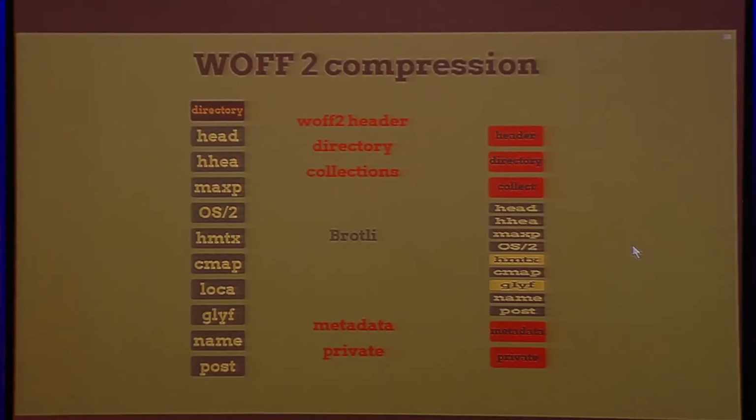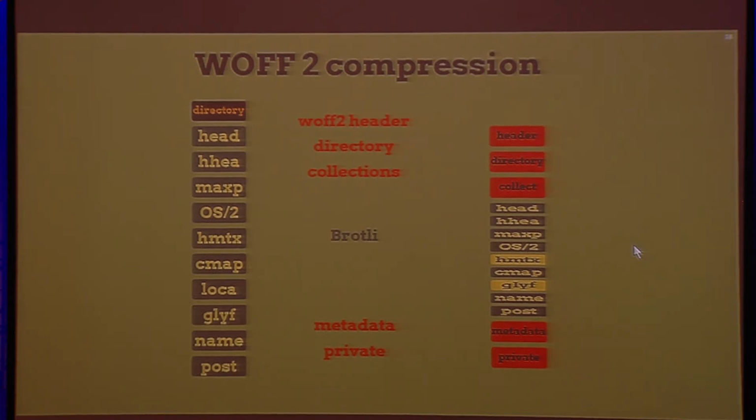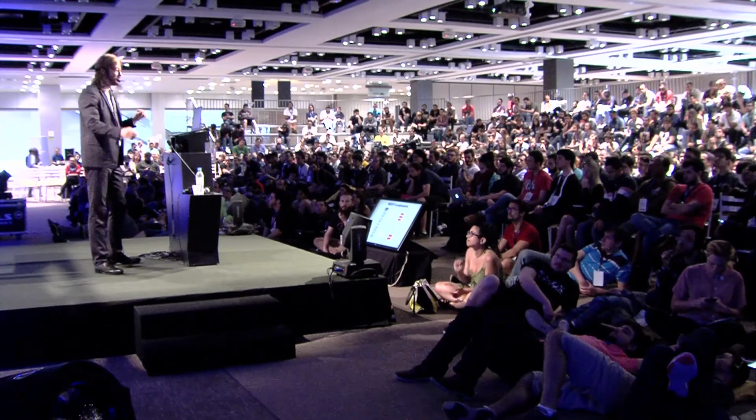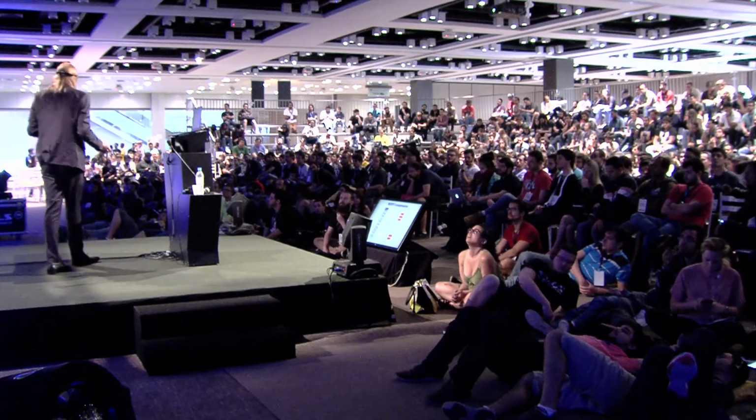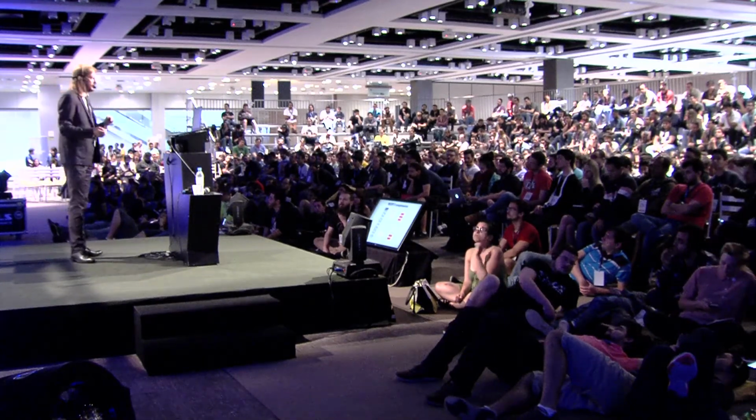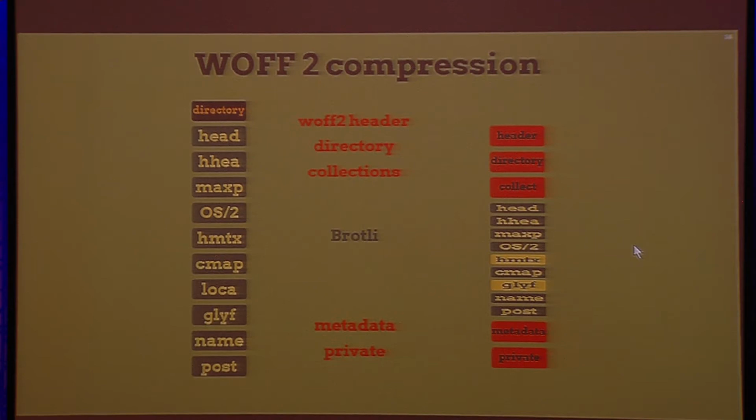So there we go, there's WOF2, there's a header, the directory again. Collections, that's a different thing. Has anyone heard of TrueType collections? It's a way of having multiple fonts all in one. For example, say you have a Japanese font again, and you've got a bold, an italic, and a bold italic, but Japanese doesn't use bold and italic, so all the Japanese glyphs are going to be the same in all those 4 fonts, which is a waste.